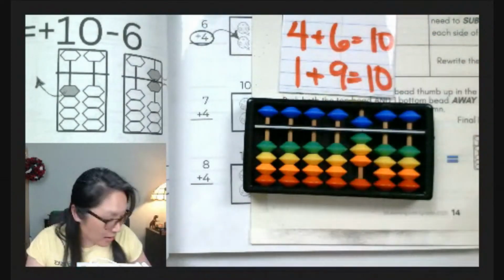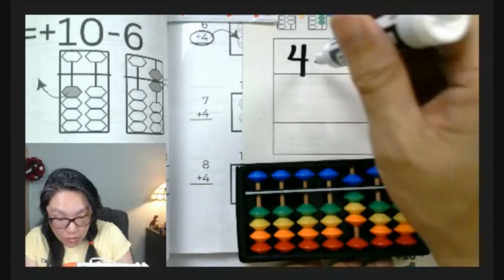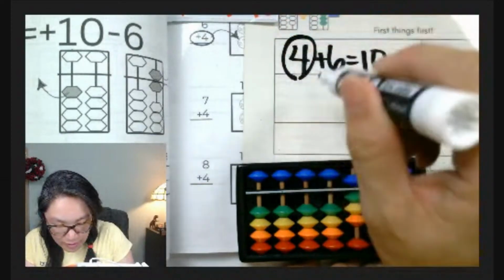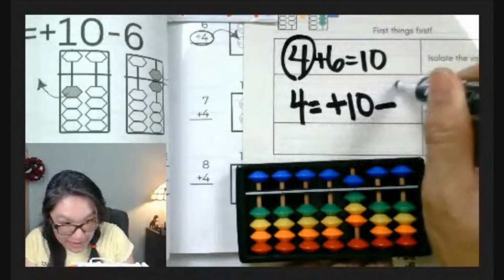To make a 10, what are we going to do? 4 plus 6 is equal to 10. When we isolate this variable, we get 4 equals plus the 10 minus 6.